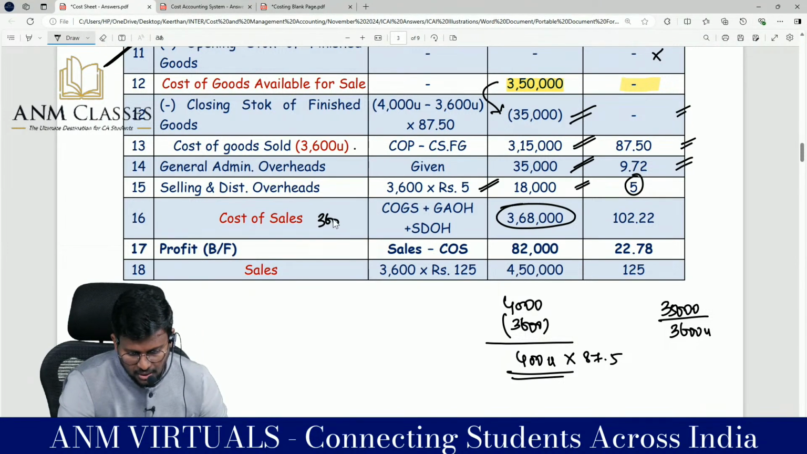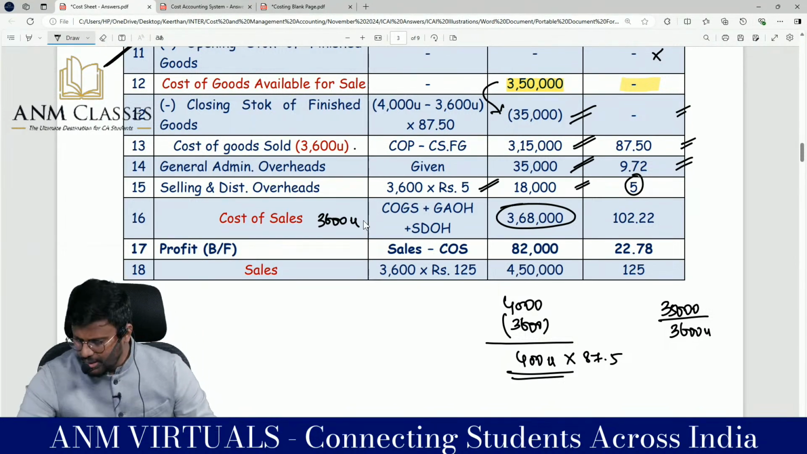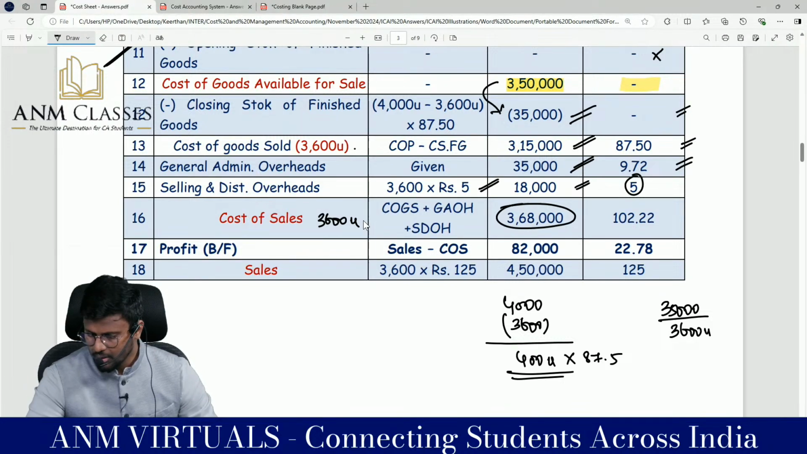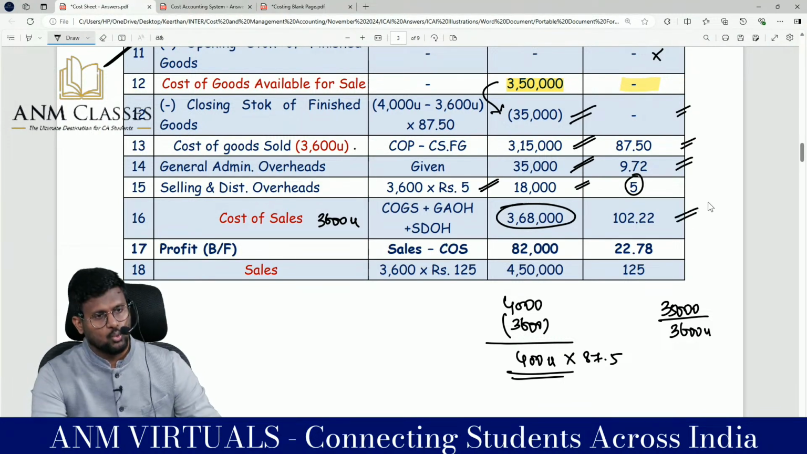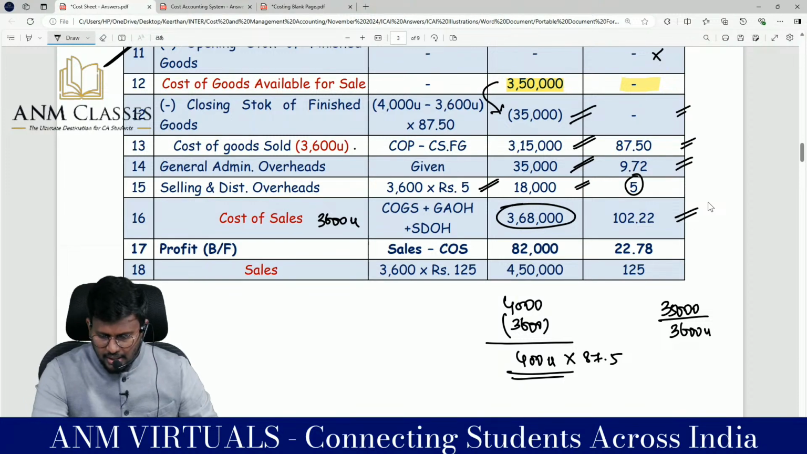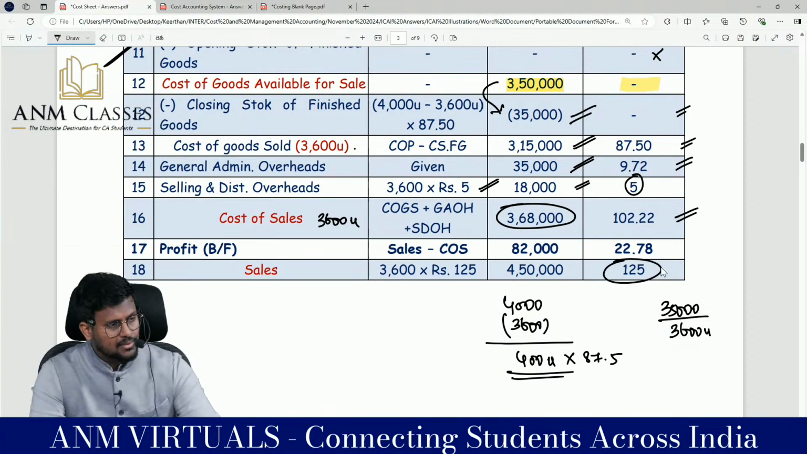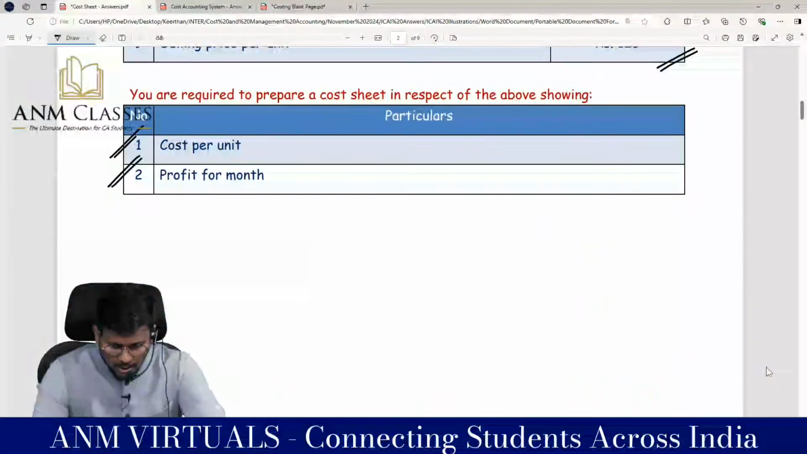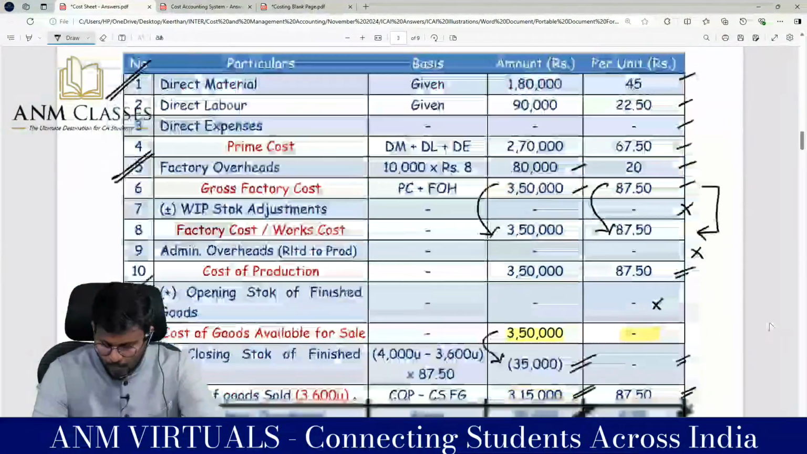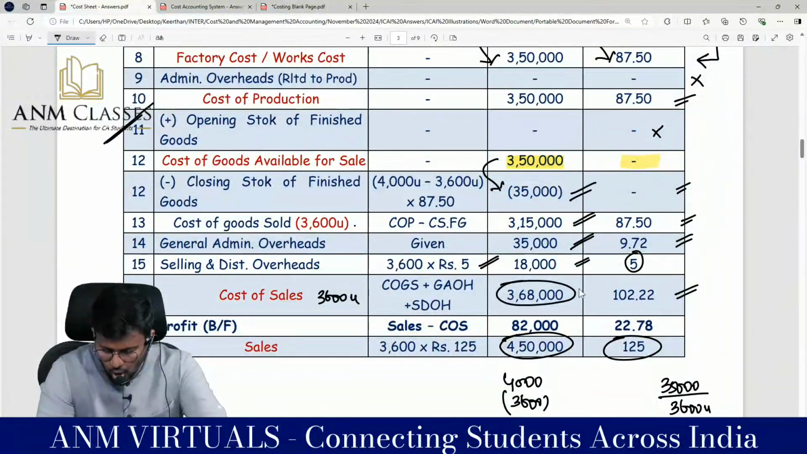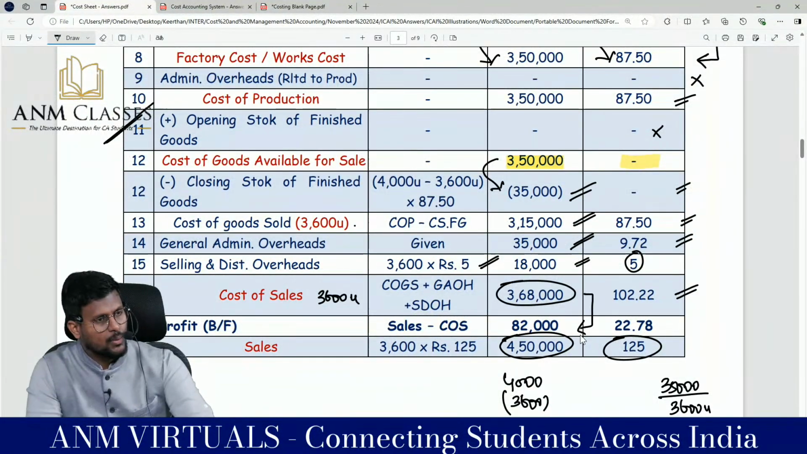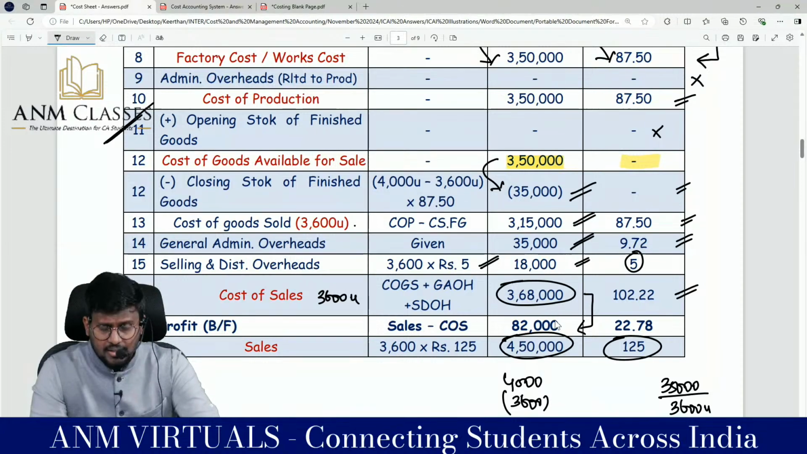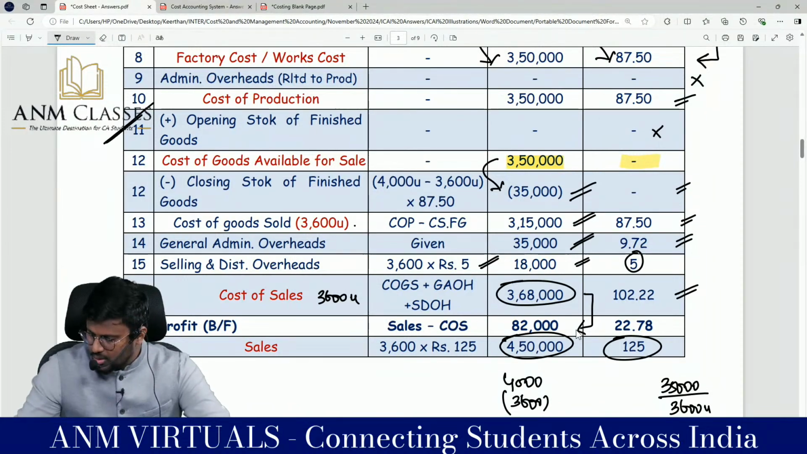3,600 units. 3,600 units divided by 3,600 comes to 102.22. They have given the selling price as 125 into how many units? So 3,600 into 125 comes to 4,50,000. Automatically the gap, the difference, will be the profit.